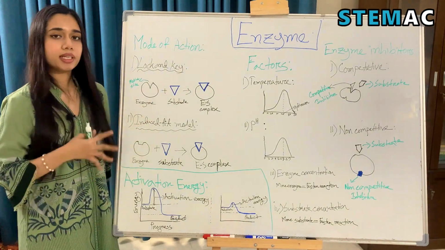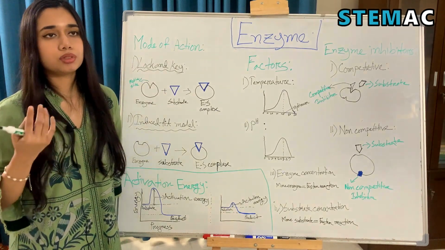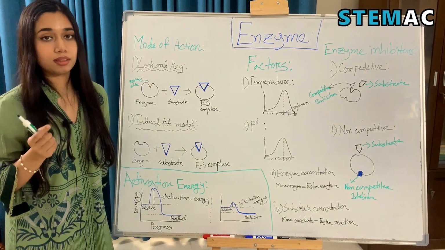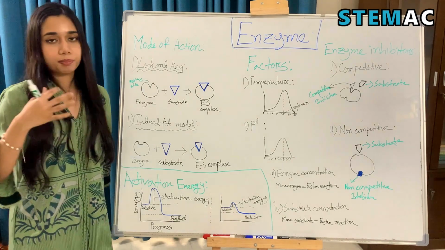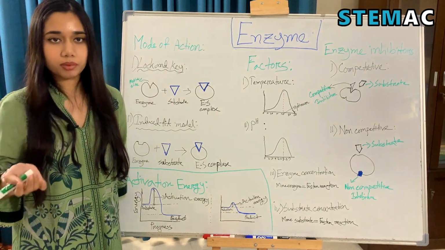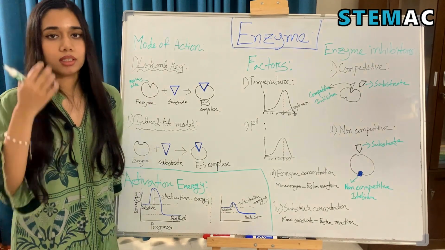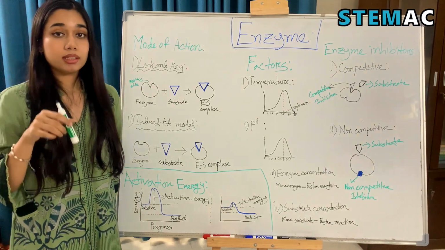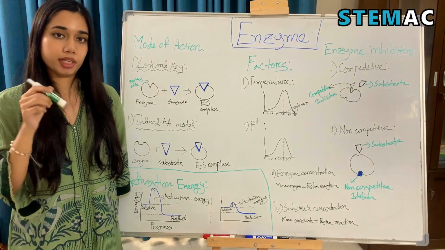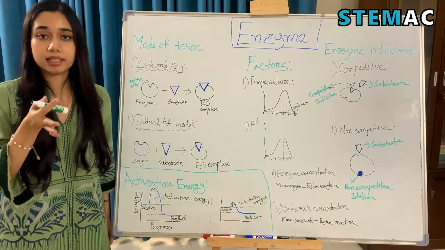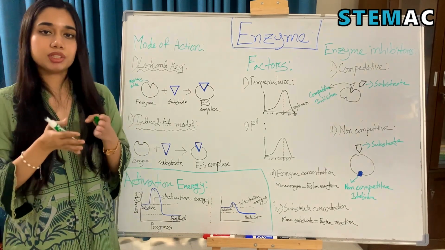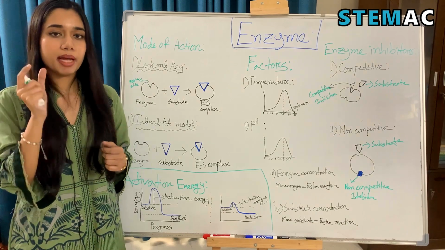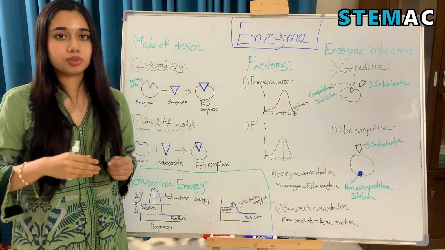Now with all this mechanism, enzymes do a very interesting thing, which is they speed up the rate of the chemical reaction, which we talked about earlier. But how do they do that? They do that by lowering the activation energy of a reaction. So what is activation energy? Well, activation energy is the minimum energy required for a reaction to start.